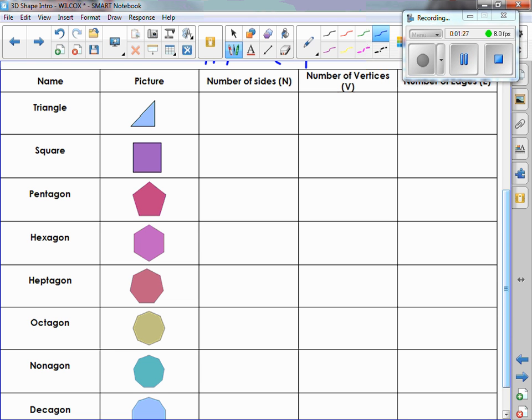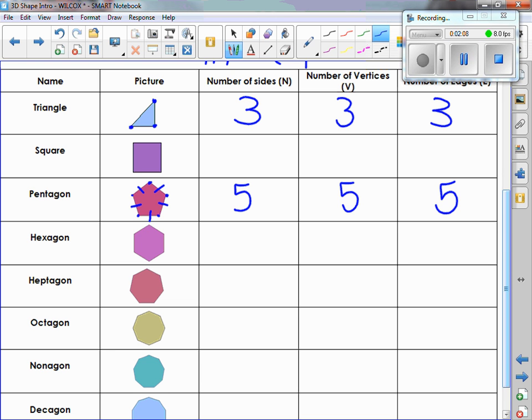The first figure we have is a triangle. A triangle has 3 sides. Vertices, those are like your corners. How many points does your triangle have? 3. Edges. For two-dimensional figures, your number of sides and number of edges will be the exact same. So 3 edges as well. Let's try the pentagon. A pentagon has 5 sides. It also has 5 vertices, my 5 corners. And again, it also has 5 edges.